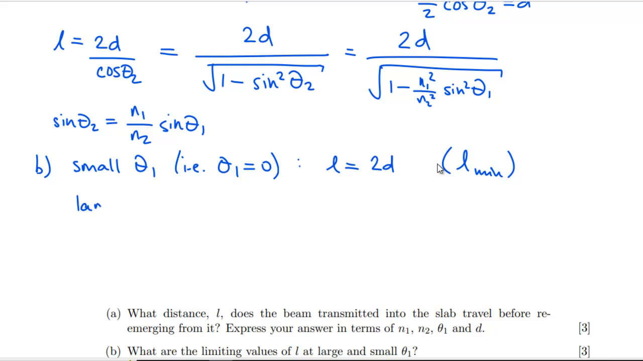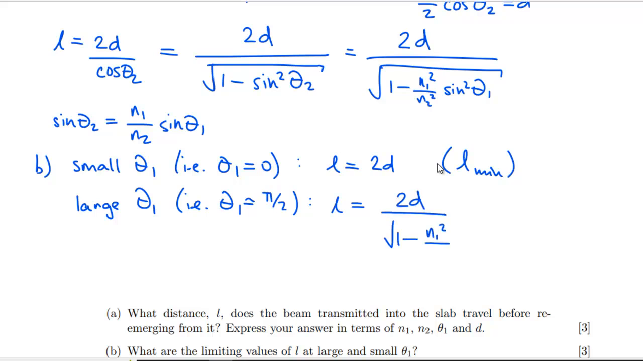So for large theta 1, i.e. we're going to have that theta 1 is nearly equal to pi by 2, then sine squared theta 1 is going to turn to 1. So we're going to have L is equal to 2d over the square root of 1 minus n1 squared over n2 squared. So good.